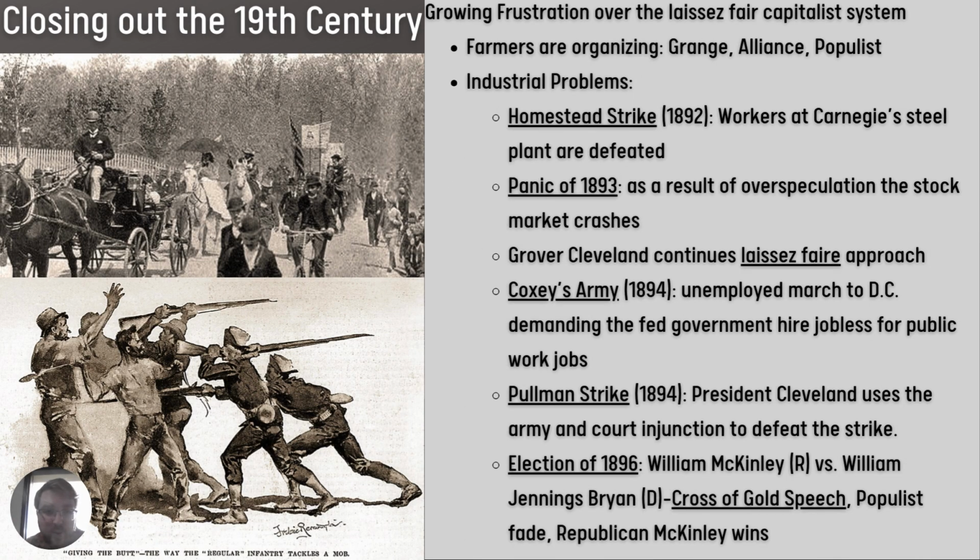Now, urban workers weren't getting too good of a deal either, and you're going to note a number of different industrial problems. That is strikes, that is marches, talking about the unemployed, and the government really doesn't listen to them because of the laissez-faire. And Grover Cleveland goes down as one of the most unfavored presidents because he continues to support this laissez-faire and not helping out urban workers. And you have some very violent clashes in society during this time period.